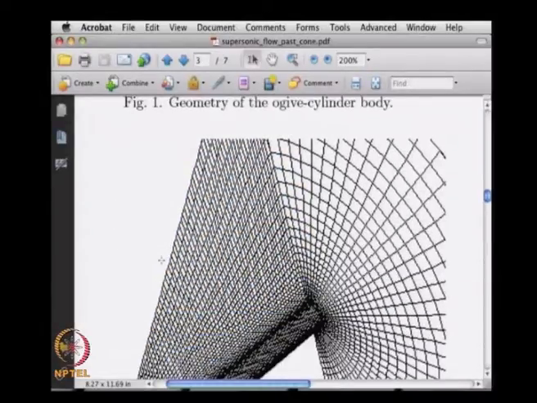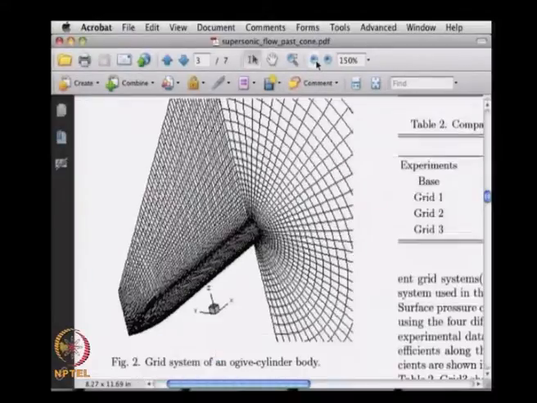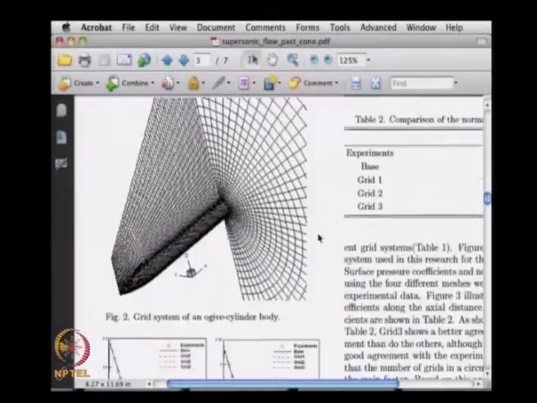This is a picture of how their mesh looks. So, the grid system.